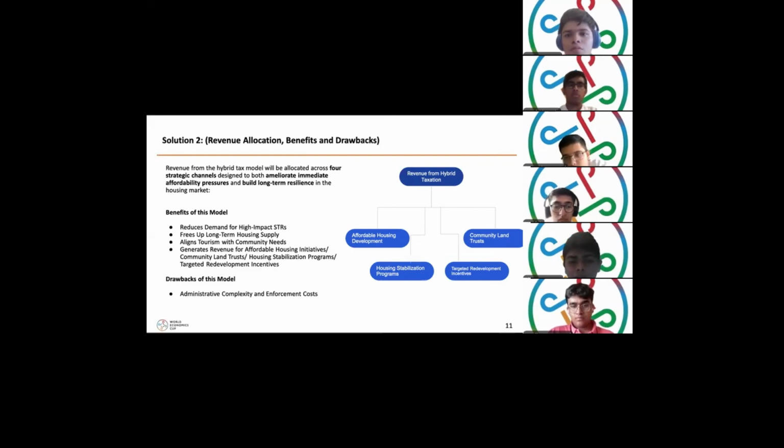The key benefits of this policy is it reduces demand for disruptive STRs by taxing premium listings heavily. It will also release housing back to the long-term market as STR profitability declines, and it also protects local tourism by taxing based on operator type, supporting resident hosts and discouraging absentee landlords. We only recognize one drawback in this, and that is that this model requires a high degree of monitoring and classification. We can move on to the next solution.